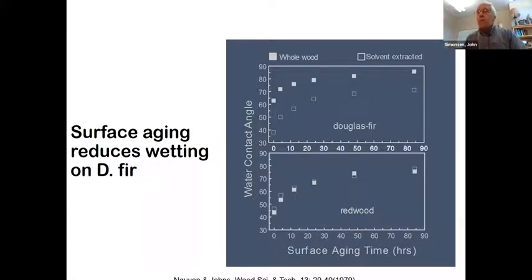So the lower the contact angle, the better it is, because when you spray the drop on the particle board or the MDF or the OSB, then it spreads out. You want it to spread out. Okay.